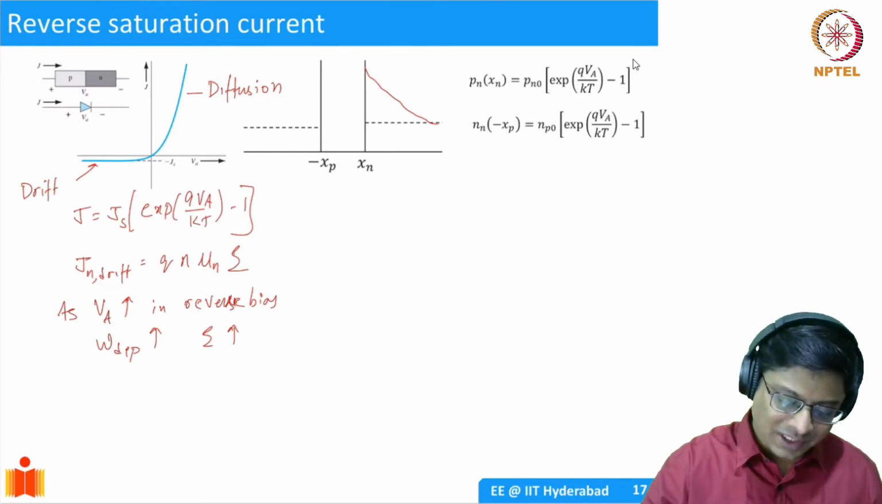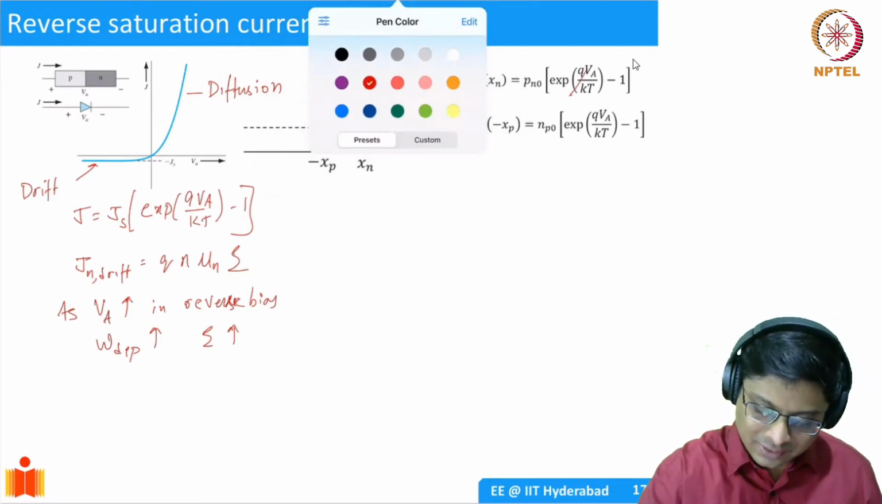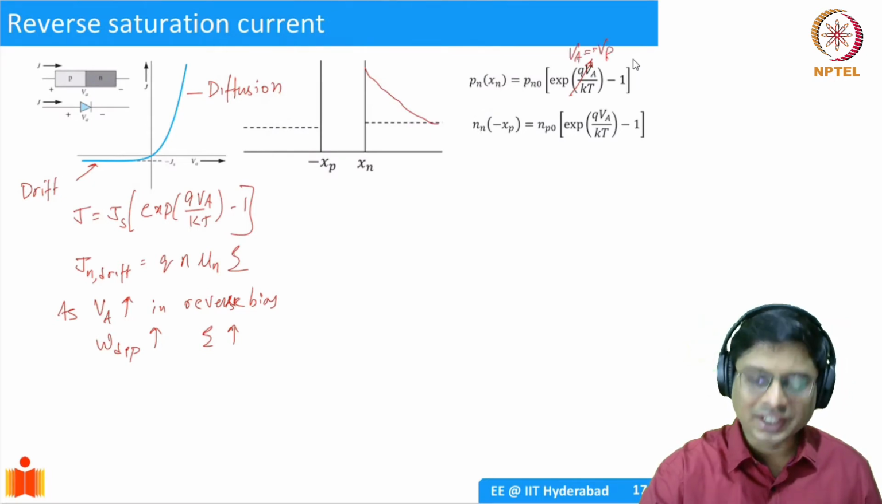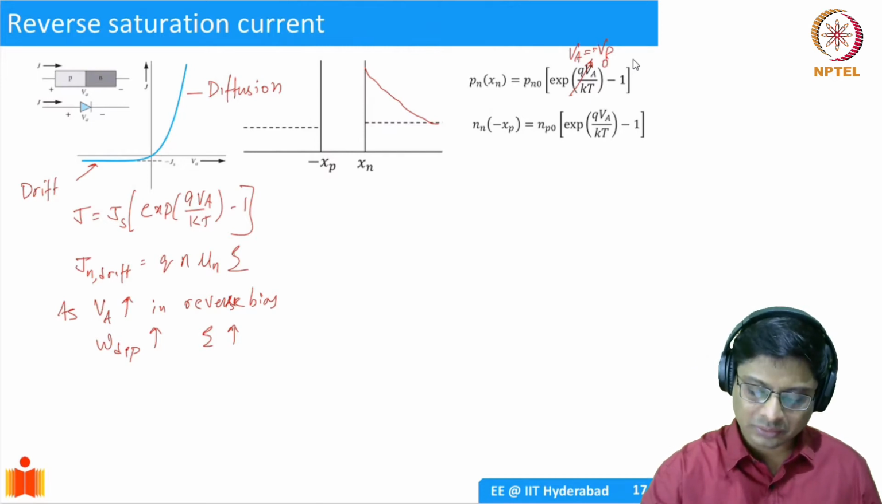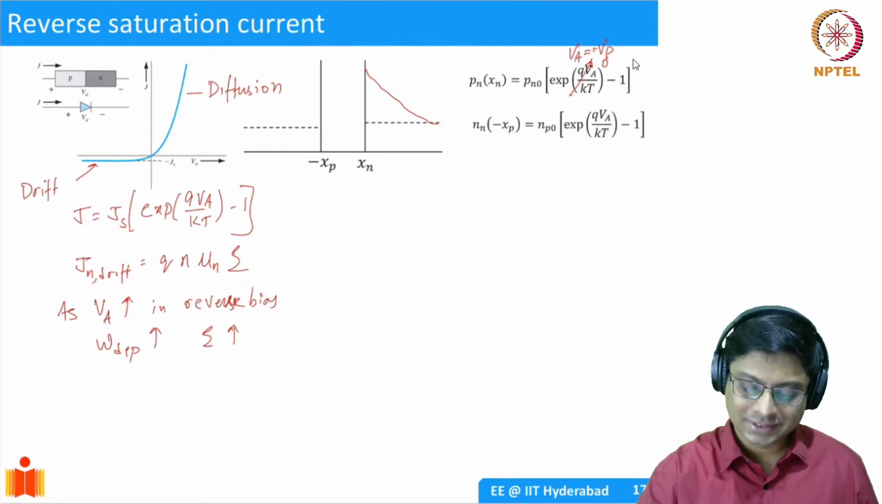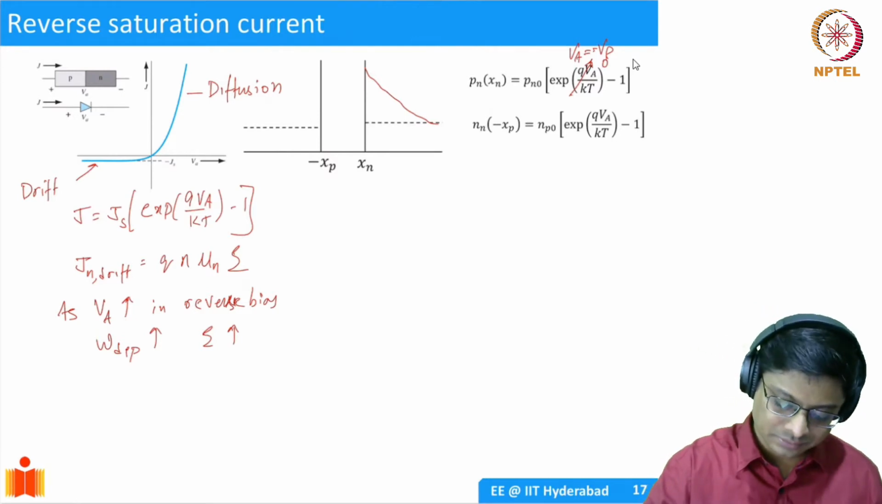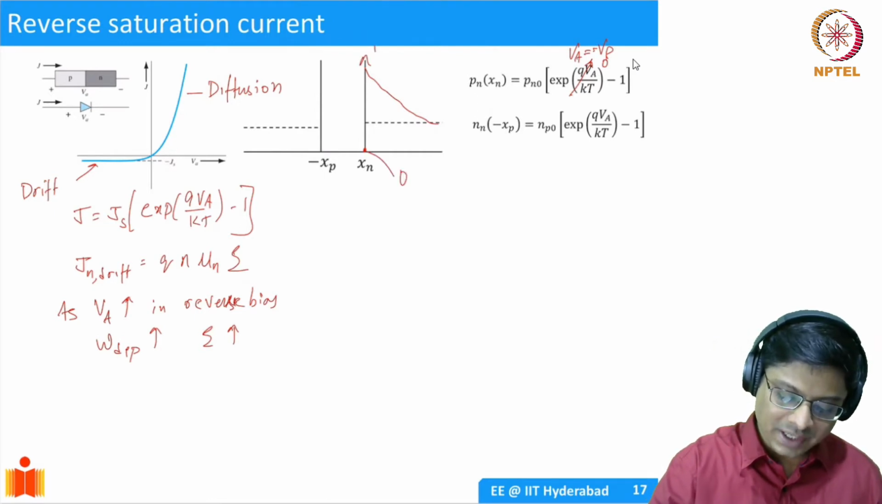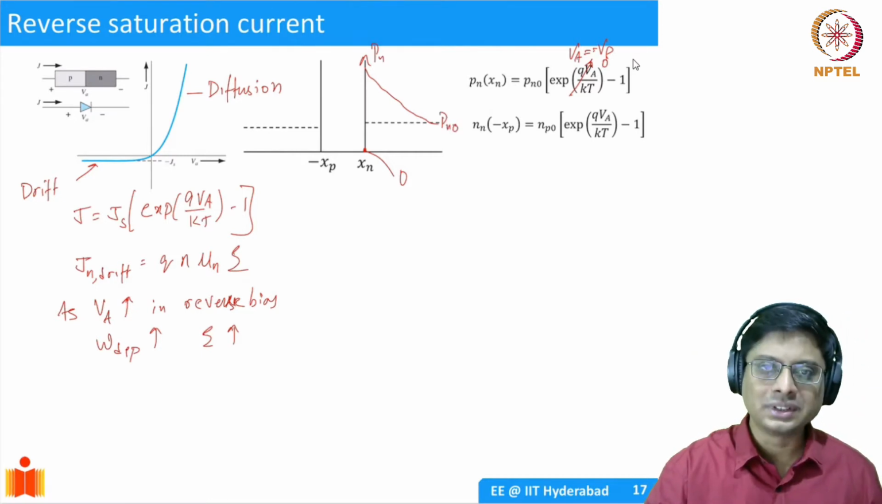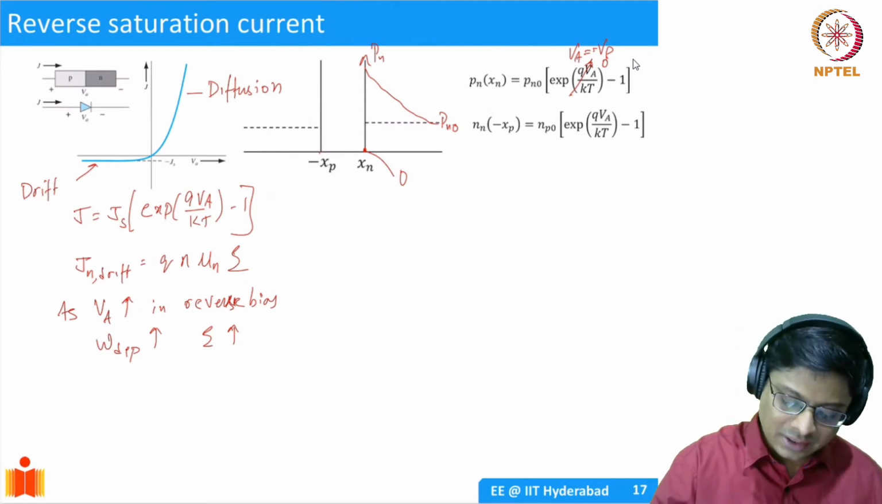If you simply plug into the equation here, if VA is negative, VA is equal to minus VR, let's say. You apply a negative voltage, this term is going to go to 0. So the minority carrier density at Xn is going to be minus P0. So this is going to be essentially 0 because this is your Pn naught, and you subtract Pn naught from it, you're going to get 0 at x equal to Xn. Similarly, here you're going to get 0.